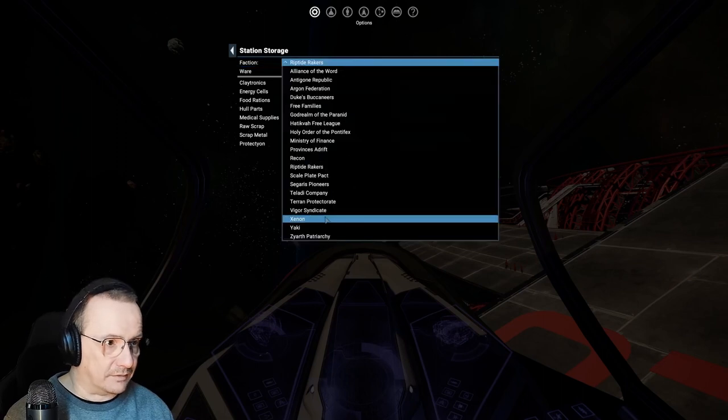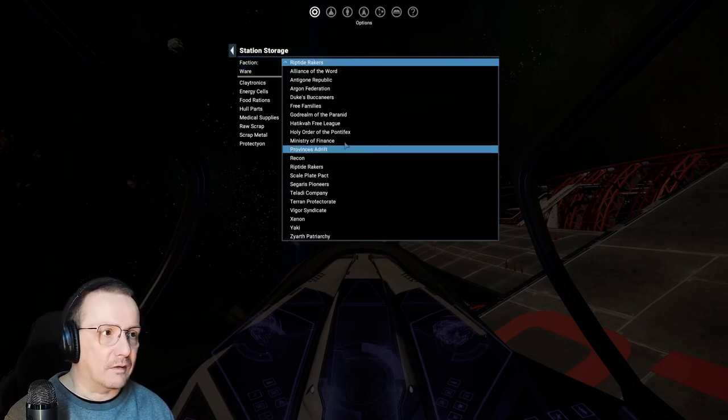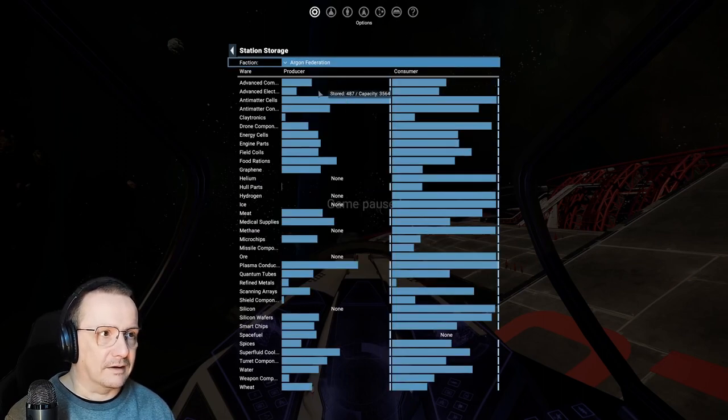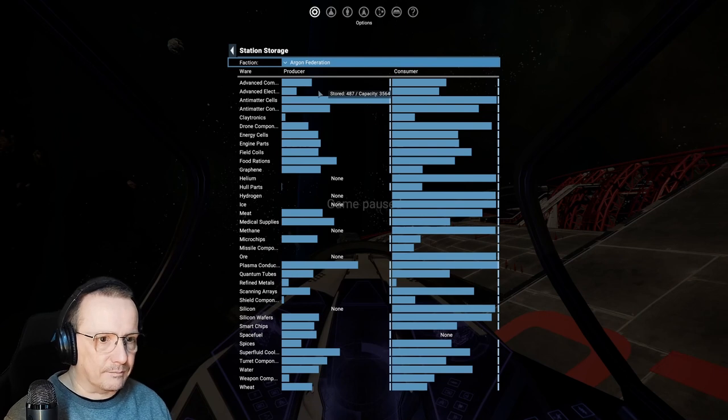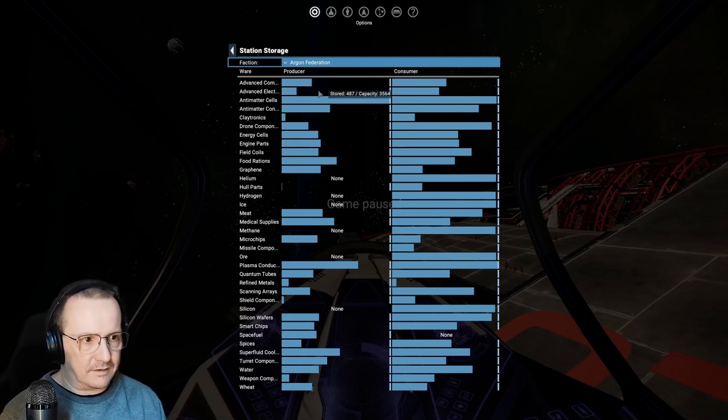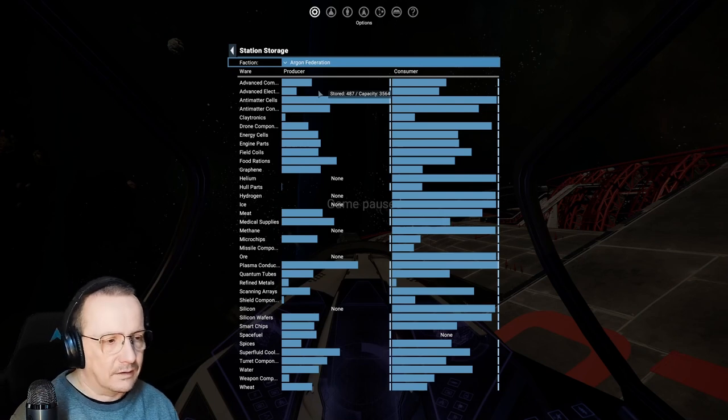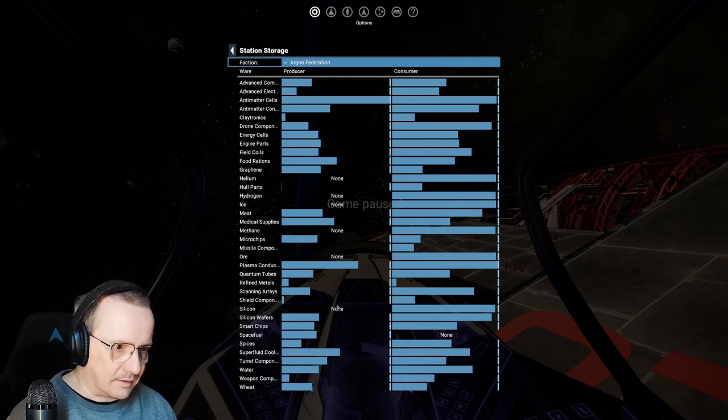Very useful information. But again, this is all about making large-scale strategic decisions, not necessarily the specific decisions. This doesn't tell you which stations or anything like that. It's just a guide. I like it. This is nice.